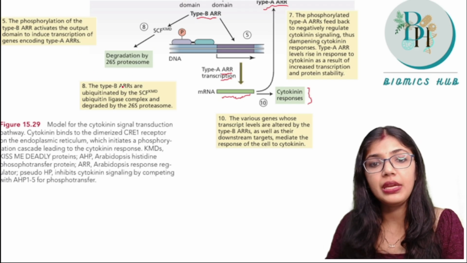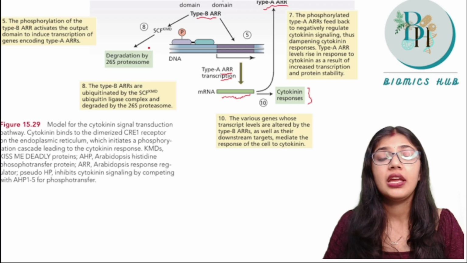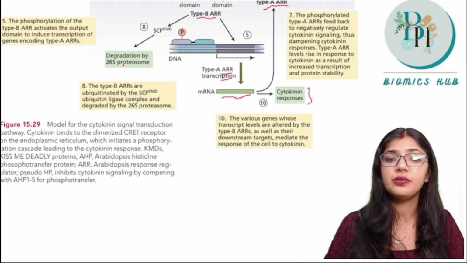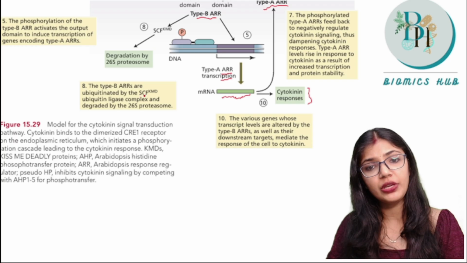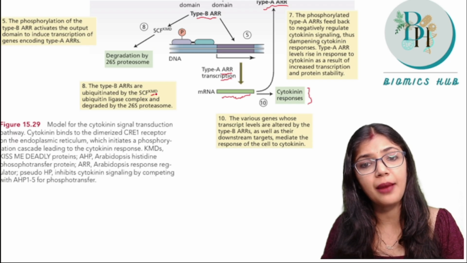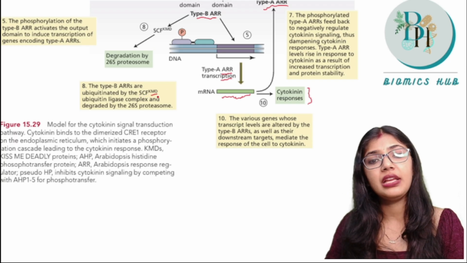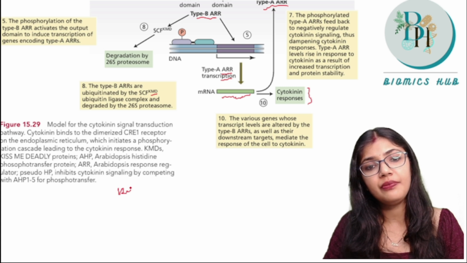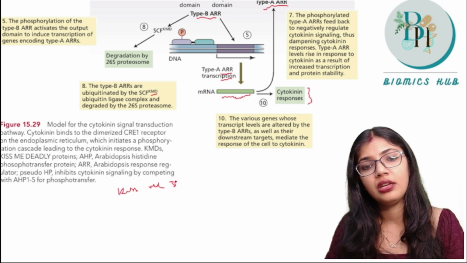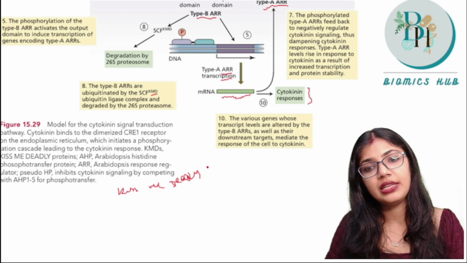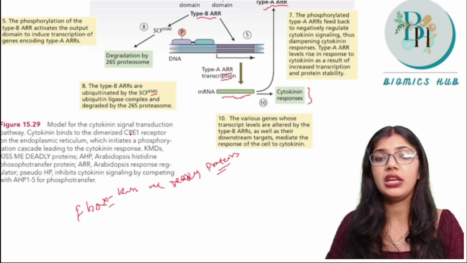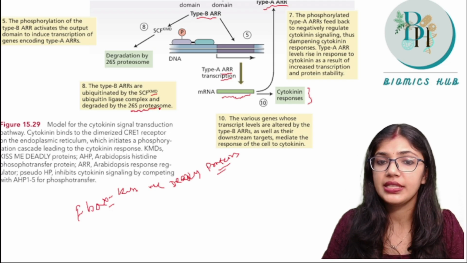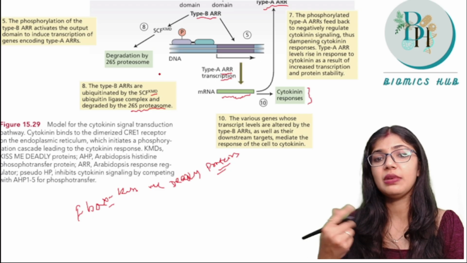The type B ARRs are regulated by the 26S proteasome. The type B ARRs are ubiquitinated by SCF KMD. KMD is the Kiss Me Deadly protein, and it is an F-box protein. It is degraded by the 26S proteasome. In this way it is being regulated.